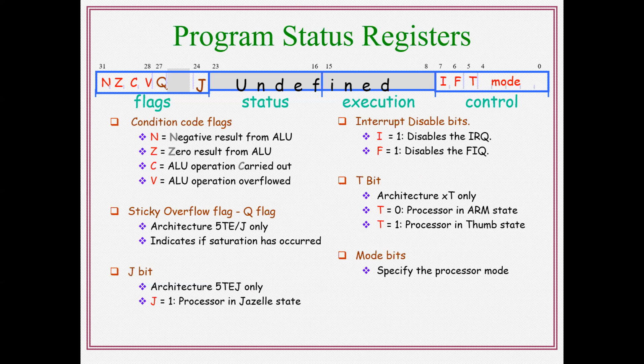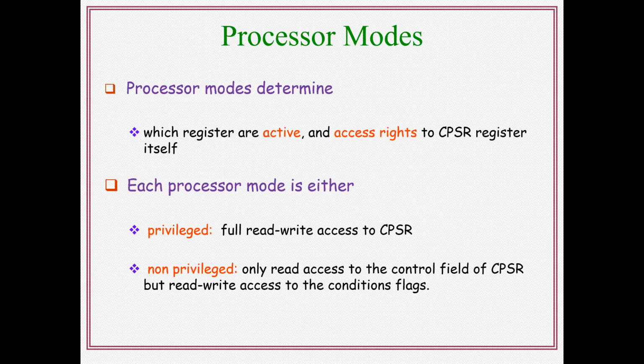So this is about program status registers. Processor modes determine which registers are active and the access rights to the CPSR register itself. Each processor mode is either privileged mode or non-privileged mode. In privileged mode, full read-write access to CPSR is supported. In non-privileged mode, there is only read access to the control field of CPSR, but read-write access to the conditional flags.